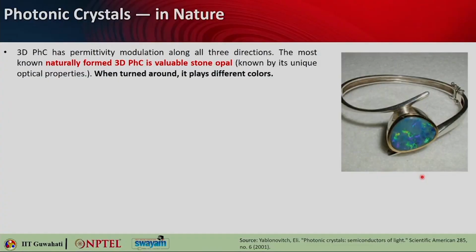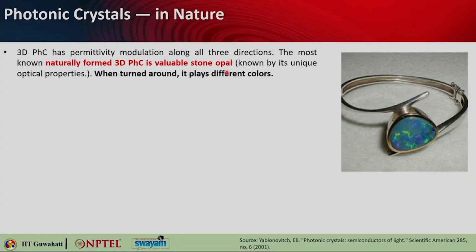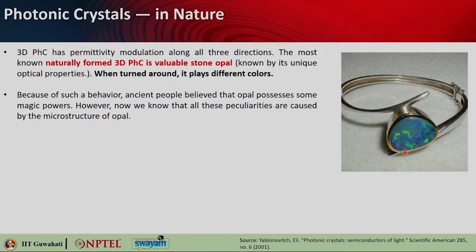There is a 3D photonic crystal also found in nature. So, in this case the periodic variation of refractive index happens in all the 3 dimensions x, y and z, and the most commonly known natural 3D photonic crystal is the stone opal. So, when you take the opal gemstone and turn it in different directions, you will see that it plays different colors. It looks like different colors are reflected out of it. Because of such amazing or strange behavior, ancient people used to believe that opal possesses some kind of magical powers.